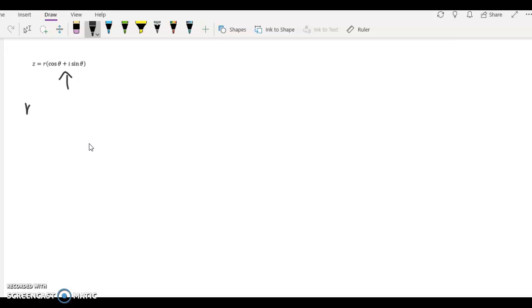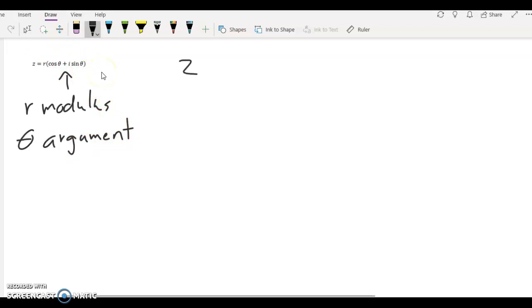The r is what is called the modulus, and the theta is what's called the argument. You may hear them refer to these, so I'm giving you the names. The definitions really aren't that important, but it's just helpful to be able to name them. So how do we go from that a plus bi format to this format right here? Well, let's take that first example we graphed, the complex number 2 plus 2i.